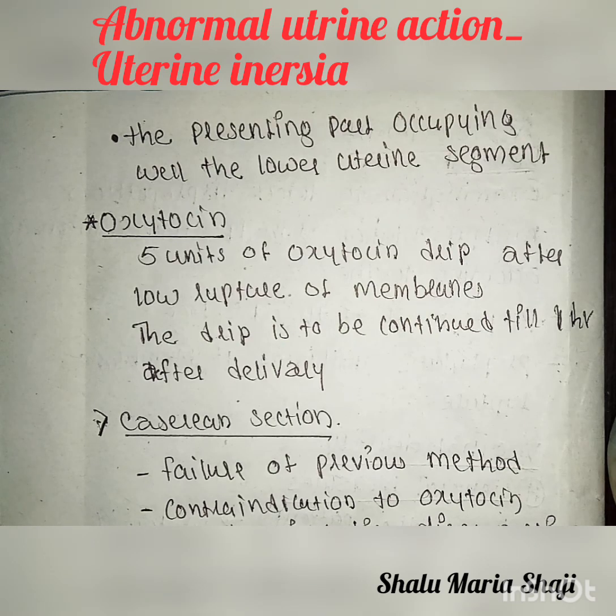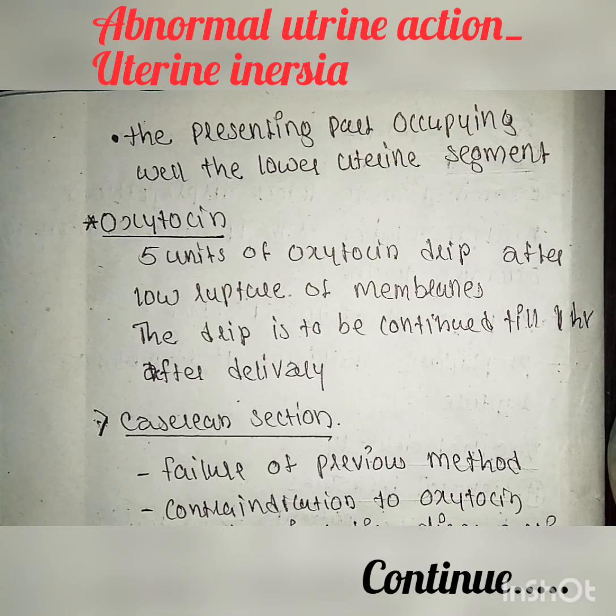Another measure is cesarean section. If there is any failure of previous methods, or there is any contraindication to oxytocin infusion, including disproportion, or fetal distress before full cervical dilatation, we will go for cesarean section. So this is how we will manage the hypotonic uterine contraction.